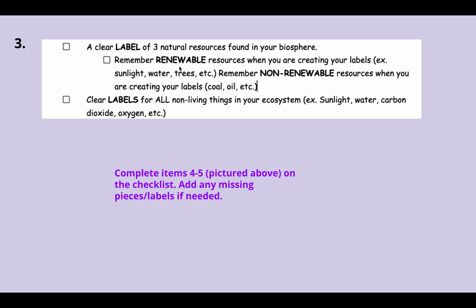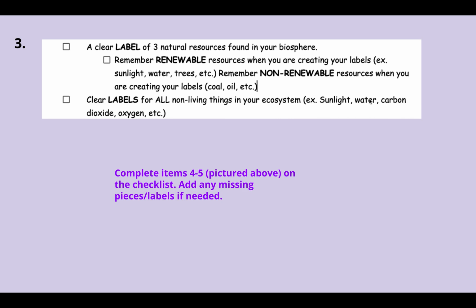Remember that renewable resources, you can label those when you're creating those labels. That would be like sunlight, water, trees, things like that. Non-renewable resources when you're creating your labels would be like coal, oil, things like that. You also need clear labels for all non-living things in your ecosystem.